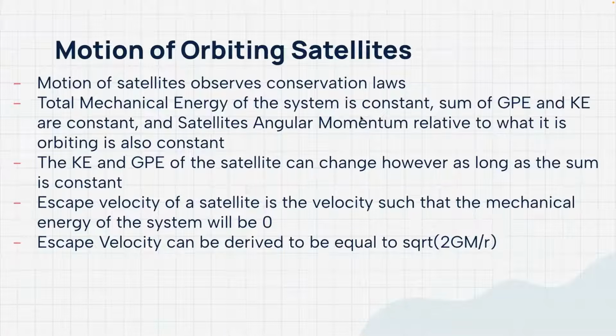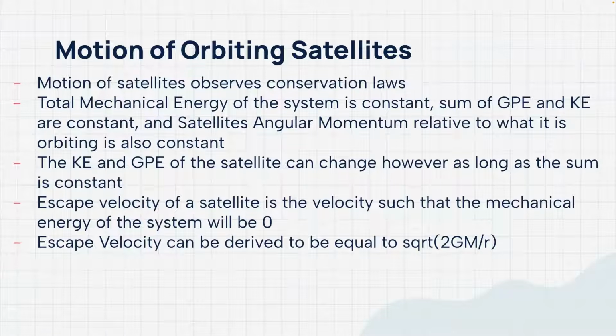Now I'm going to briefly go over the motion of orbiting satellites. So the motion of satellites also observes conservation laws. Therefore, the total mechanical energy of the system is constant. The sum of gravitational potential energy and kinetic energy are constant, and the satellite's angular momentum relative to what it is orbiting is also constant. The kinetic energy and gravitational potential energy of the satellite can change, but the sum must be constant because the total mechanical energy will be constant.